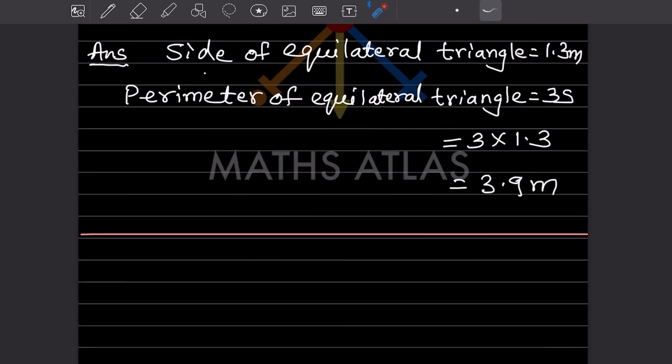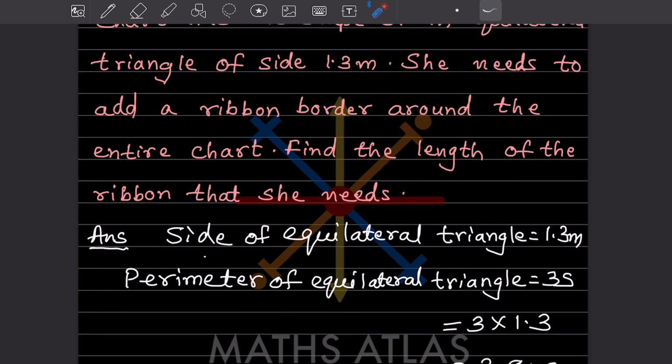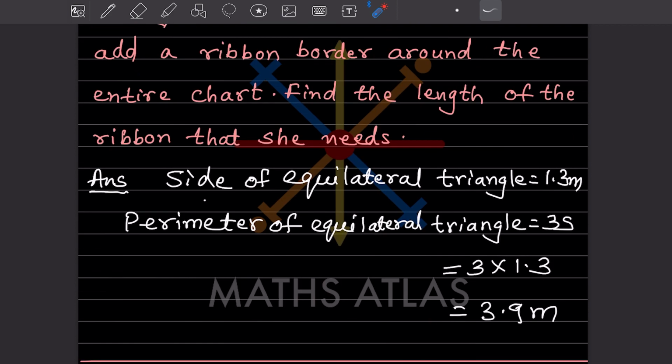So now this is what they asked her. She needs to add a ribbon border. So find the length of the ribbon that she needs. So the ribbon that she needs is only the perimeter of the triangle.